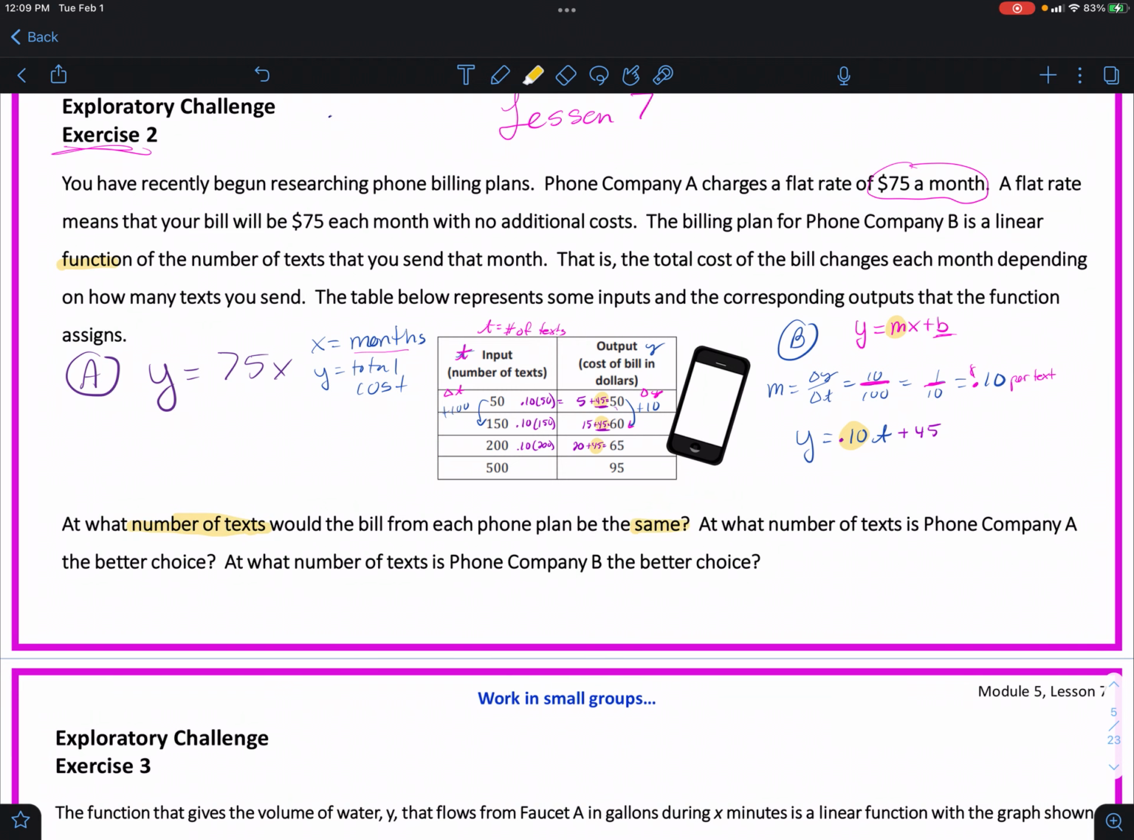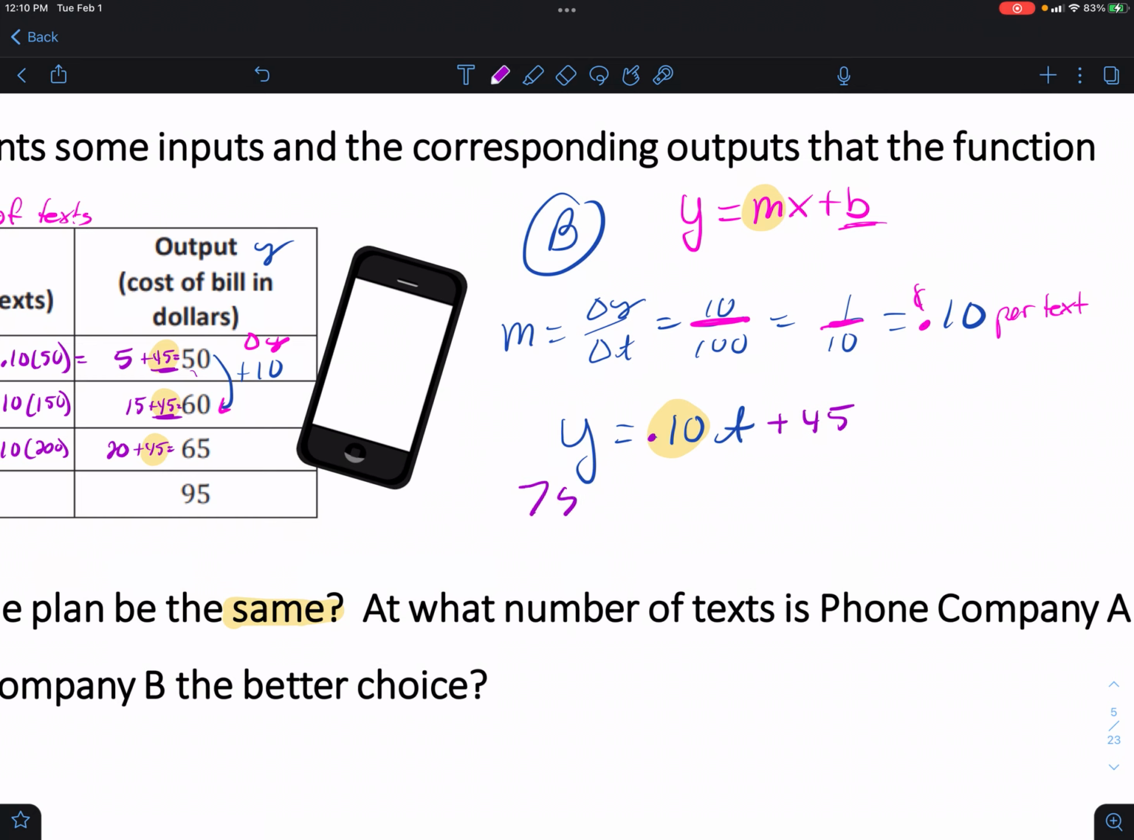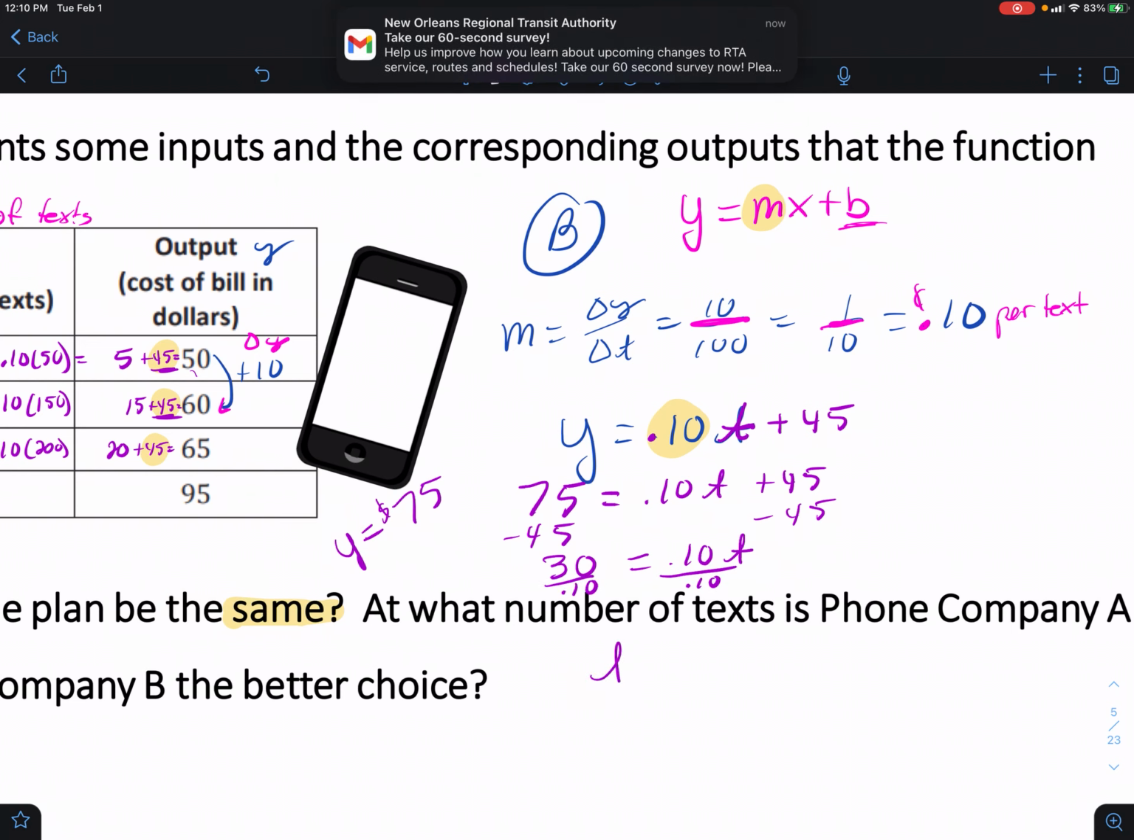So when it came to this question here, what number of texts would the bill from each month be the same? The bill be the same. So what we did was recognize that 1 month for Plan A would be $75. So we plugged in 75 for y, the total cost, to figure out how many texts we could afford with $75. I would subtract the 45 first, giving us 30 equals 0.10t, and then dividing by 0.10, we should have gotten t equals 300 texts.